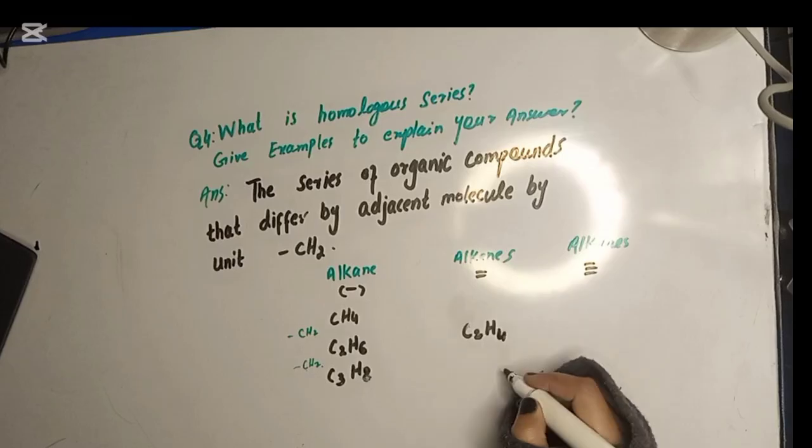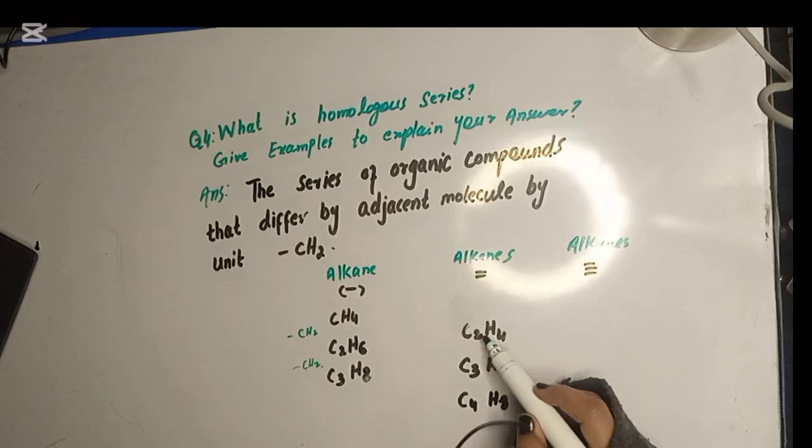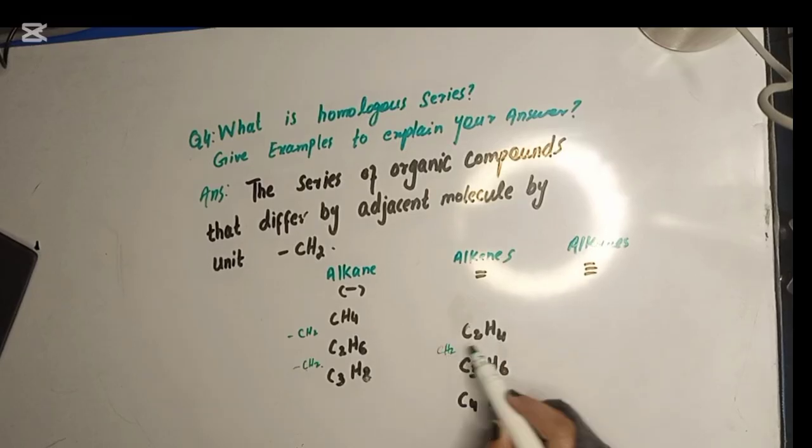Sorry, H4. And then C3H6. Now look at the difference: C4H8. Now look at this difference. We have ethene, C2H4, and after addition of CH2, 2 carbon plus 1 is 3 carbon, and 3 carbon plus 1 is 4 carbon, and so on. Similarly, add CH2, 3 plus 1, it will be 4 carbon and 8 hydrogen.